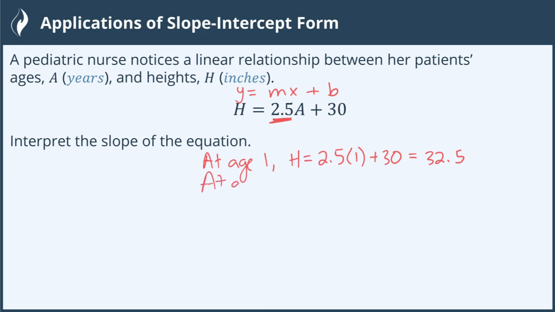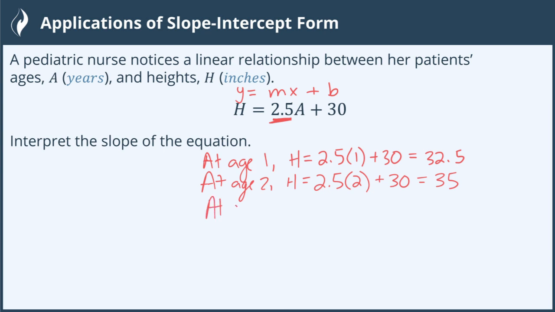Okay, what about at age 2? The height there we can find by putting in a 2 for years. We will do 2.5 times 2, which is 5, plus 30, which is 35. So the average 2-year-old is about 35 inches tall.